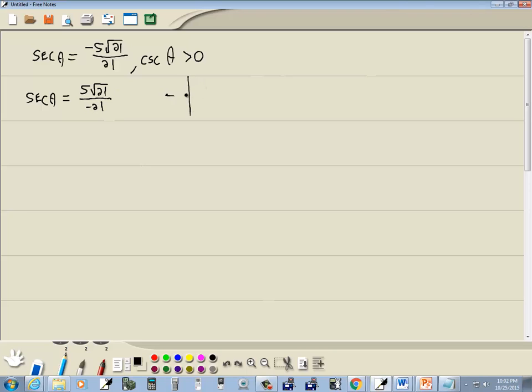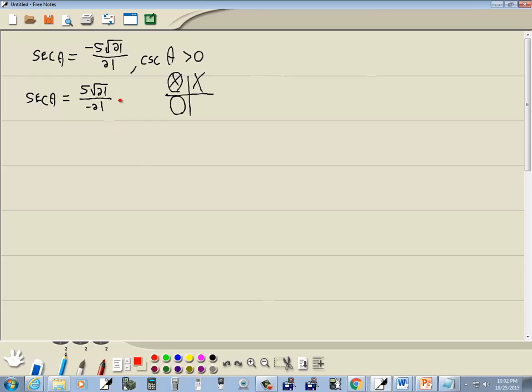Let's talk about quadrants while we're at it. Secant is negative. Secant is r over x. R is always positive, so when they say secant's negative, they're saying x is negative. X is negative in these two quadrants. Cosecant is greater than 0. Cosecant is r over y, and r is always positive, so they're saying that y is positive. Y is greater than 0, which is this quadrant and this quadrant. So quadrant 2 is the one we're dealing with.